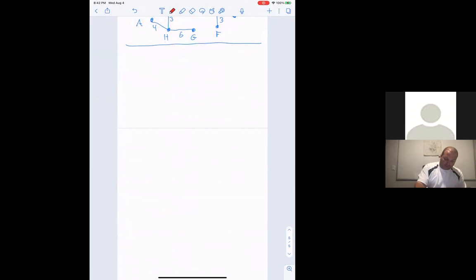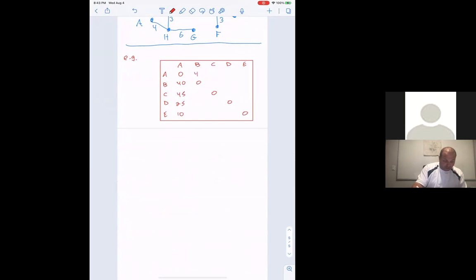And now what we're going to do is another example where we use Prim's algorithm, but this time we're not actually going to draw the graph. We're just going to look at the weight table. So I have no loops because a loop will not be a tree. 40, 45, 25, 10, 40, 25, 15, 30, 45, 25, 20, 35, 25, 15, 20, 15, 10, 30, 35, 15.